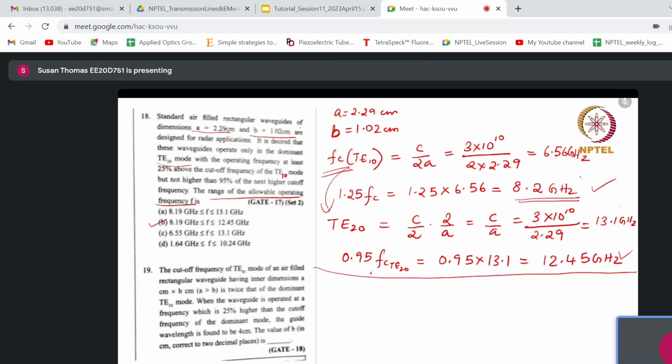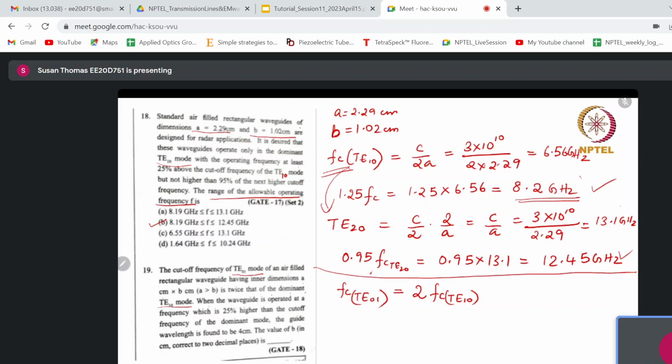Moving on to the next question here. The cutoff frequency of TE01 mode of an air-filled rectangular waveguide having inner dimensions a into b is twice that of dominant TE10 mode. So let us write the first statement in an understandable way. So cutoff frequency Fc of TE01 mode is 2 times that of Fc of TE10 mode. Okay. So this is the first statement.